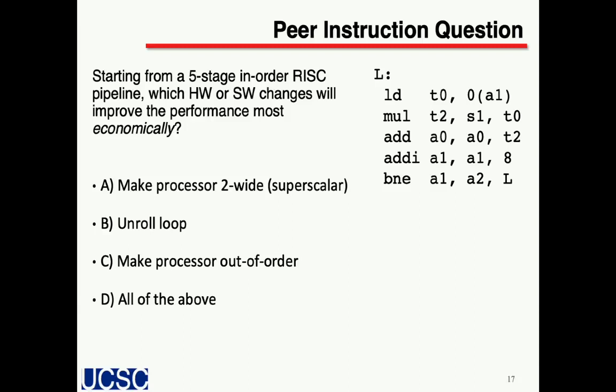Great. Oh, interesting. So let's look at the votes. Initially, B was the leader. After talking to your neighbors, people got excited about C. OK, let's talk about these. For this question, it wasn't super critical to analyze the code, but it doesn't hurt to take a look.